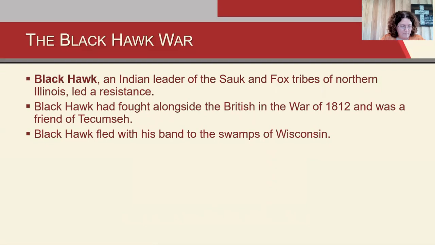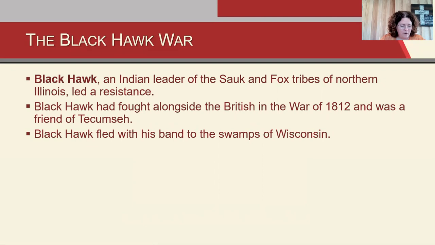In 1832, Black Hawk and about 400 other Indians returned to their lands in search of food. The settlers in the area panicked, viewing the return as an act of war. They called out the army, and a force of militiamen organized to battle Black Hawk's band. Black Hawk fled with his band to the swamps of Wisconsin. The army and the militia pursued.